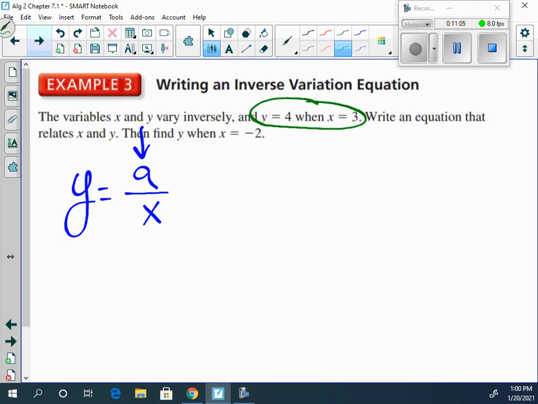We're using this here. Y is equal to 4 when x is equal to 3. So it's saying 4 is equal to a over 3. We're plugging those values in to find out what the value of a is. Now that I've plugged those in, what can we do to find the value of a?